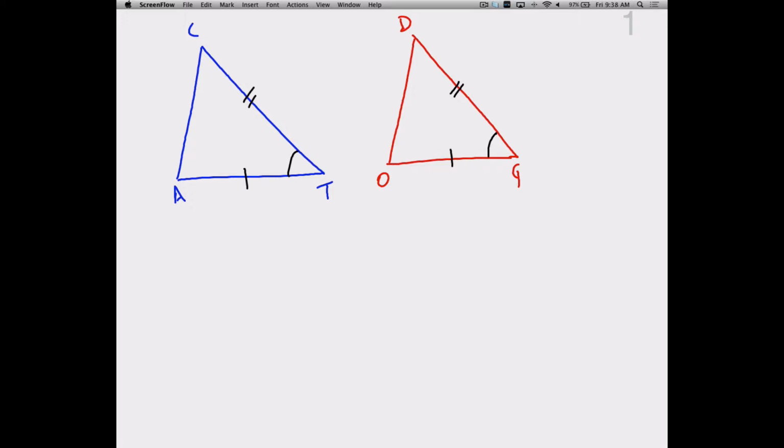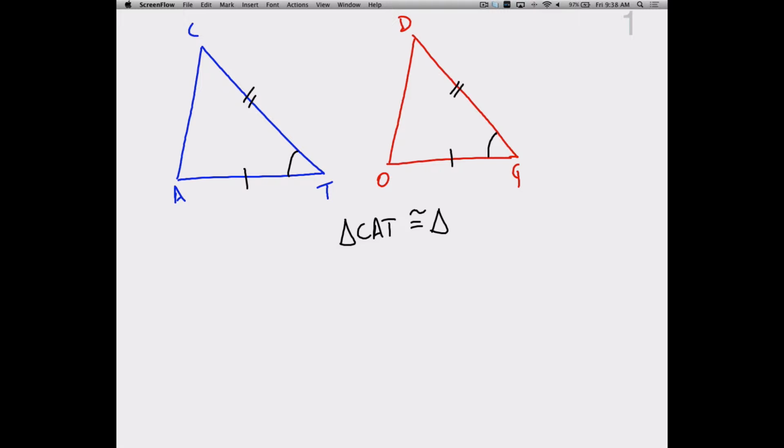What can you conclude? Triangle CAT and triangle DOG. Triangle CAT is congruent to triangle... You sure got the order right there? DOG. DGO.